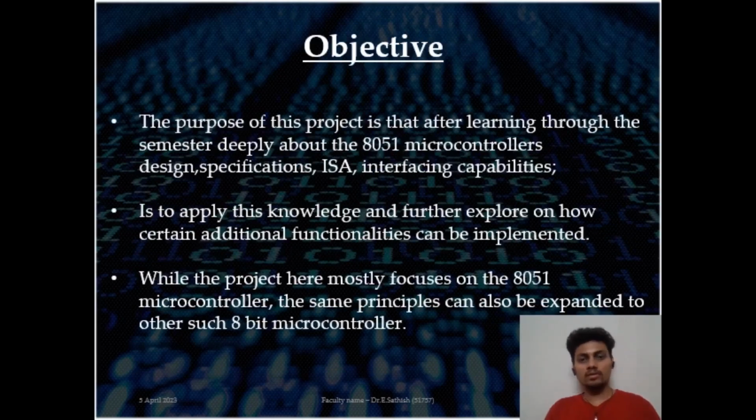So the objective of this project is that after learning through the semester deeply about the 8051 microcontroller's design specifications, we apply this knowledge to find solutions. So next, my teammate Ayush will be taking over this.